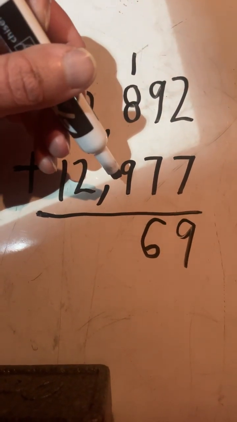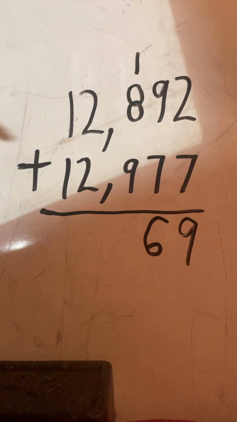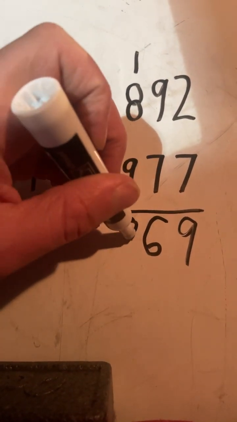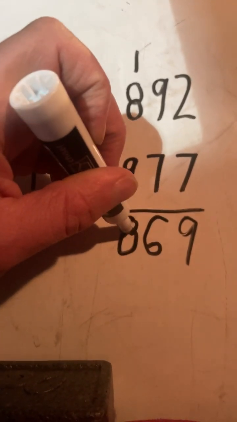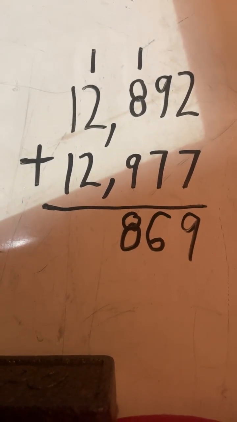8 plus 9 is 17. We add the 1 that we carried over. We get 18. Again, we have to regroup. The 8 in 18 goes in the hundreds place. The 1 in 18 gets carried over to the thousands place.